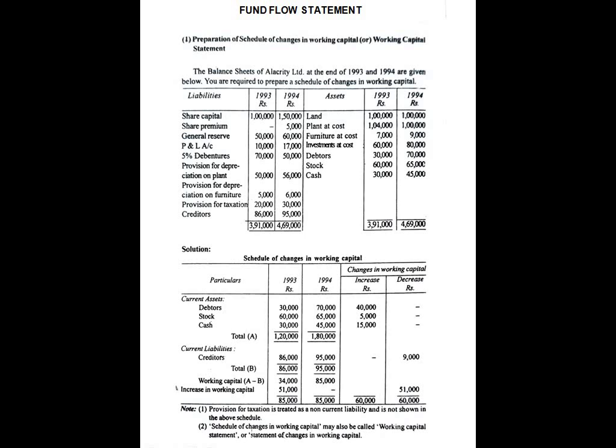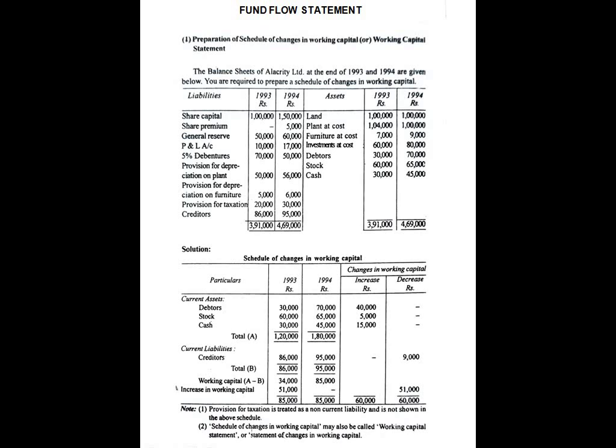When there is an increase in current assets, the working capital will increase. When there is a decrease in current assets, the working capital decreases. Again I am repeating the same thing. When current assets increase, working capital increases. When current assets decrease, working capital will decrease, and vice versa. When there is an increase in current liabilities, the working capital will decrease. When there is a decrease in current liabilities, working capital will increase.